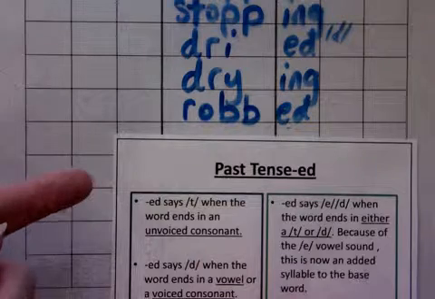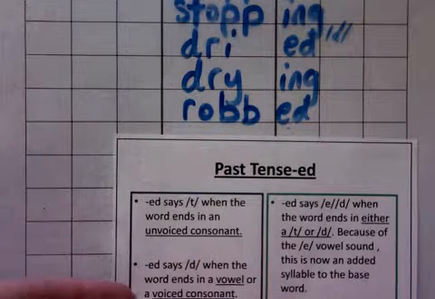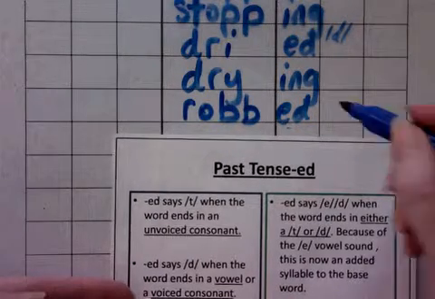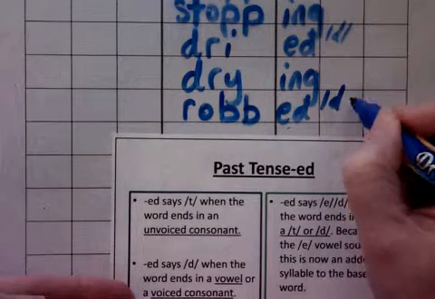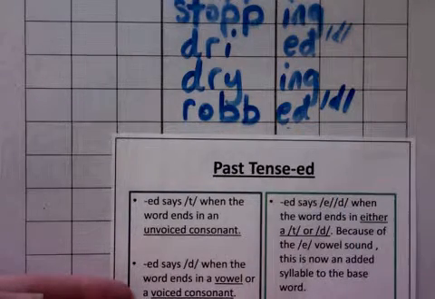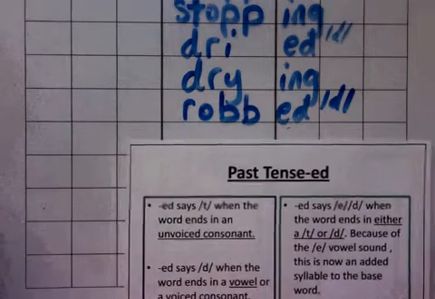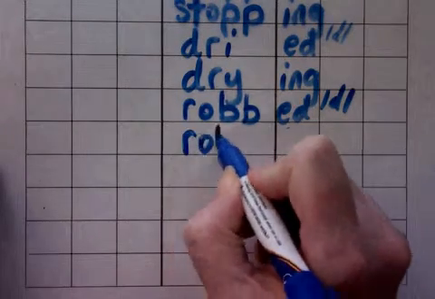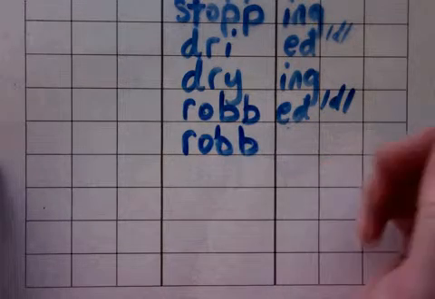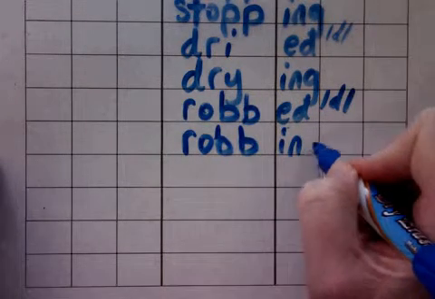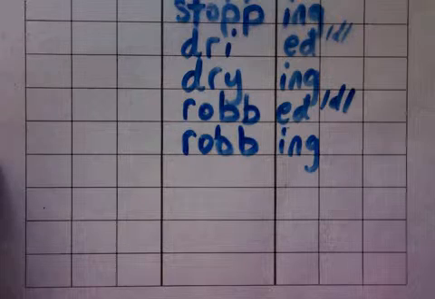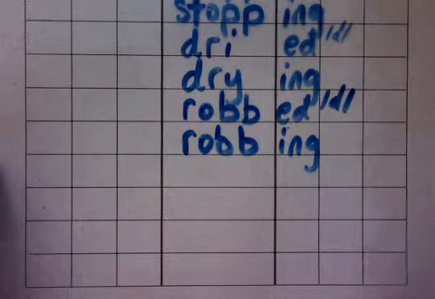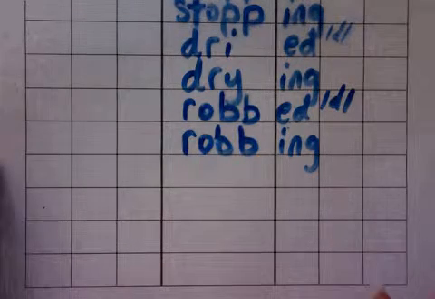Rob, B is a voiced consonant, so the ed is going to have the D sound. The next word is robbing. We already know that we're going to double the B before adding the ing. Robbing. All right, let me move my page up a little bit more for you.